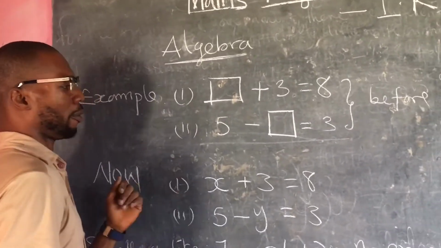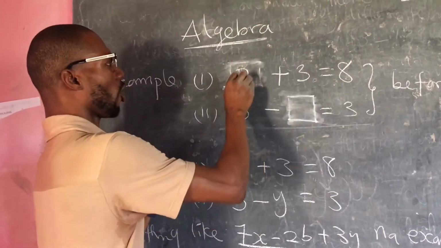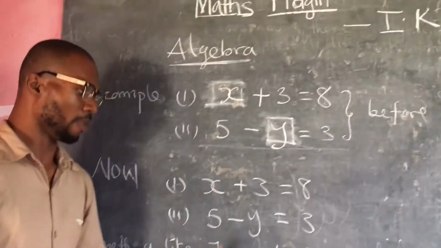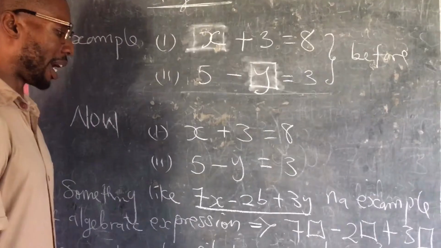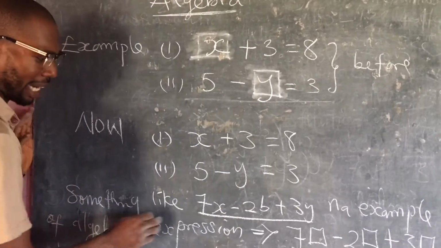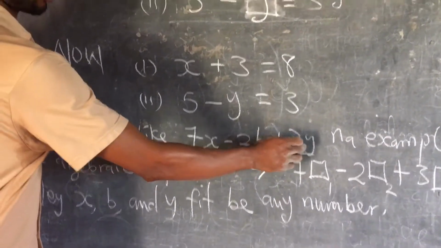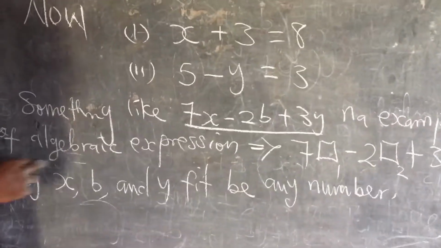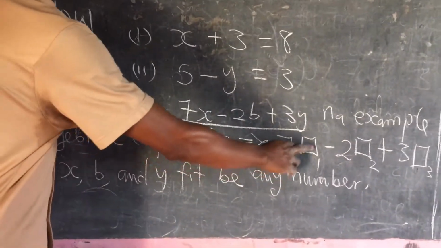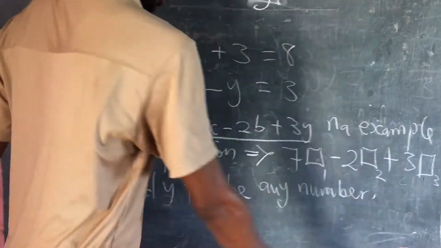Now when you advance in math a little, they clean this box and put x, put y. As they put x and y, they call it algebra. So algebra is when we see letters inside our maths. Something like this: 7x minus 2b plus 3y. This is an example of an algebraic expression. In other words, I have 7 box 1 minus 2 box 2 plus 3 box 3.